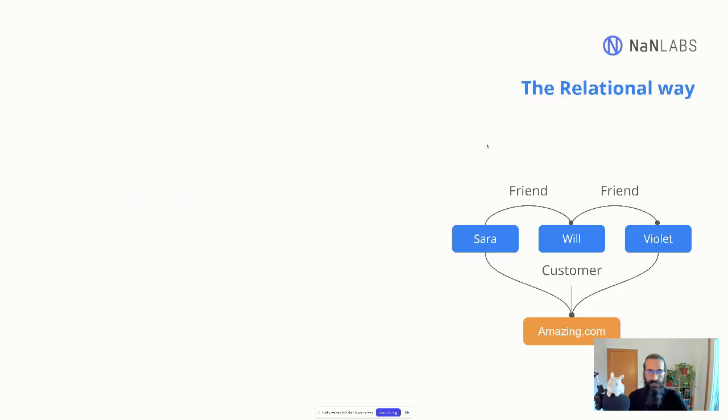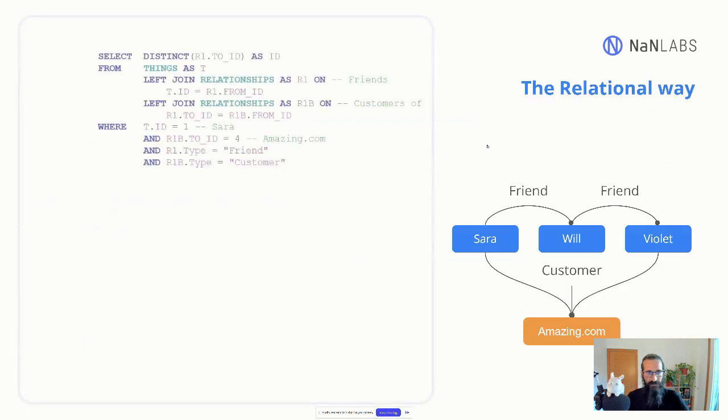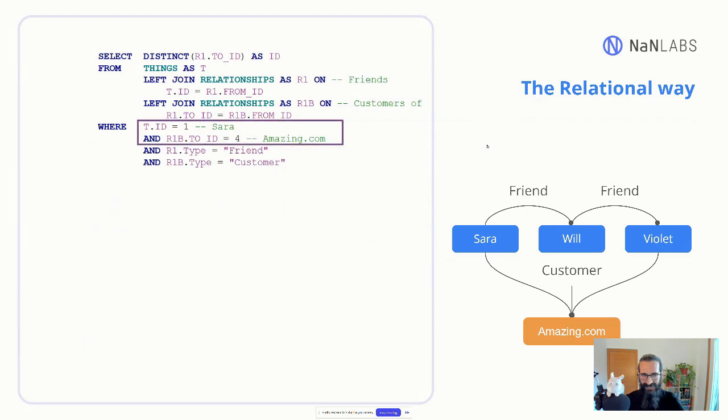Given this model, let's try to make the query for it. So first, I get the friends that are also customers. So friends of Sarah. And actually, I was kind of lazy, so I hard-coded the IDs in this case. Forgive me, but it was getting longer. So I get the first level in here because it's direct friends.